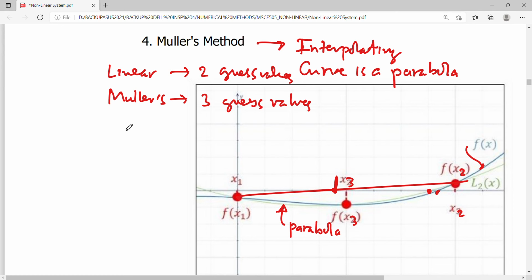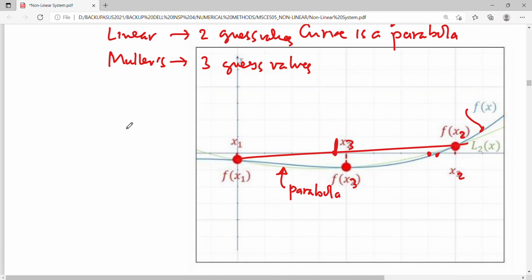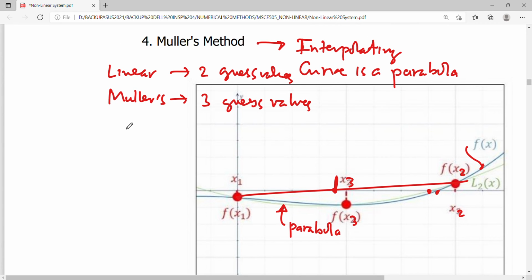Okay, so what is the disadvantage of Muller's method? The disadvantage is it's time-consuming. Yung interpolation function mo pa lang, mahirap nang kunin kasi parabola siya, di ba? But the rate of convergence, of course, is much faster than the rate of convergence of the linear interpolation technique. Okay?